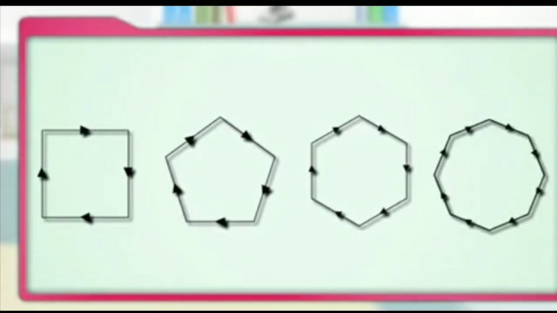Now what happens if you increase the number of sides of a polygon and make it infinite? How many times will you have to change the direction? And what will be the shape of the path?